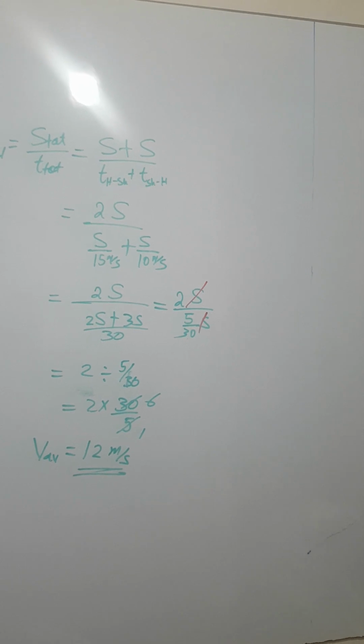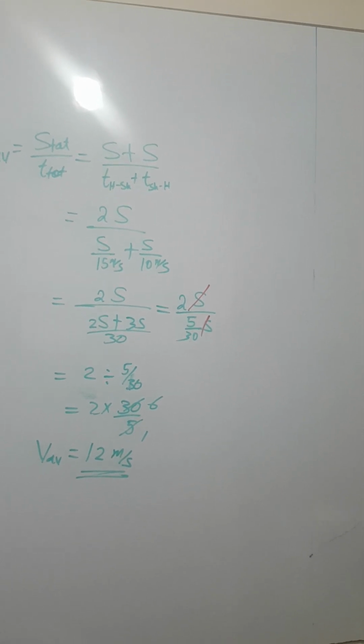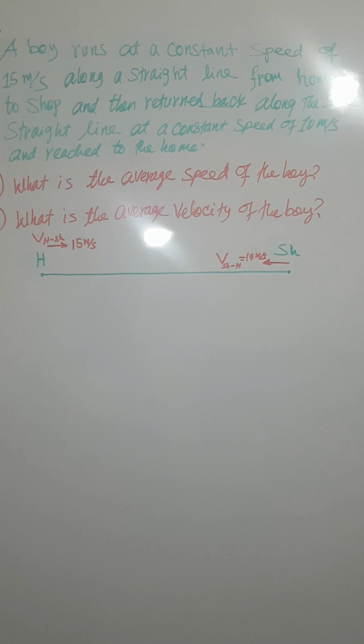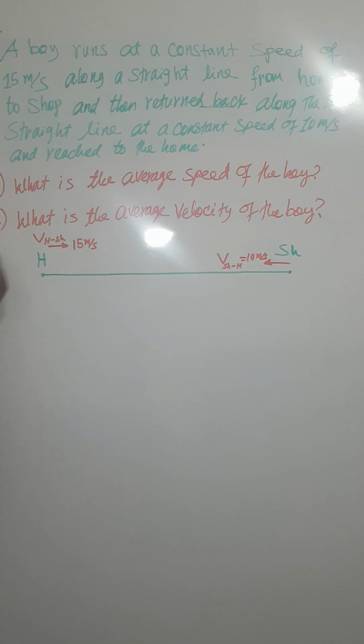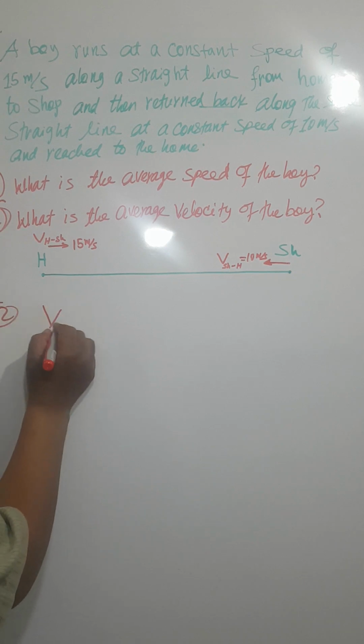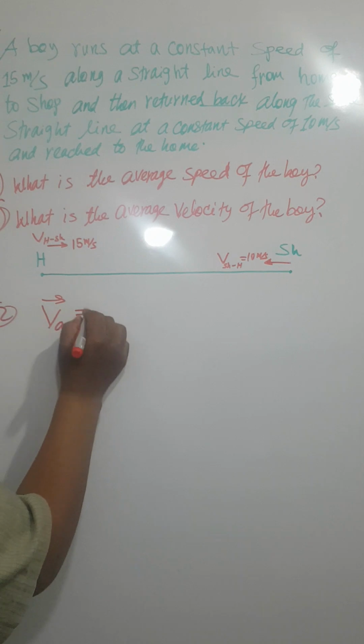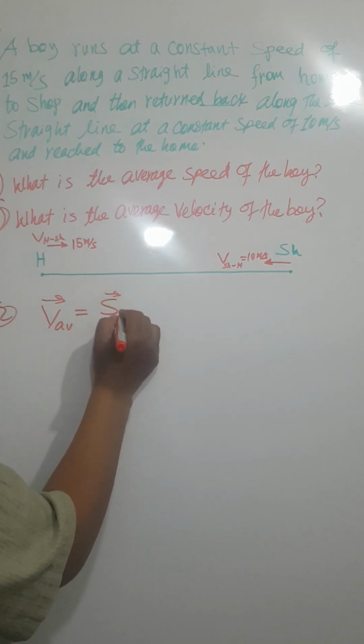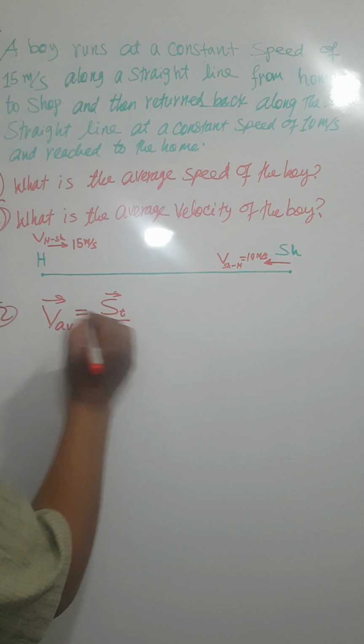That is the answer to question number 1. Let's see number 2. Question number 2 says, what is the average velocity of the boy? The average velocity of the boy is equal to the total displacement divided by the change in time.